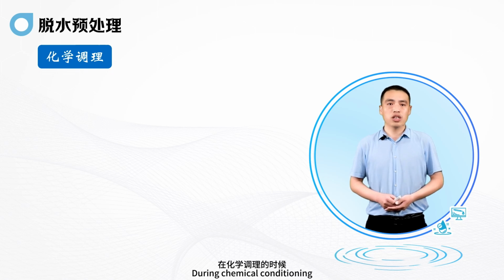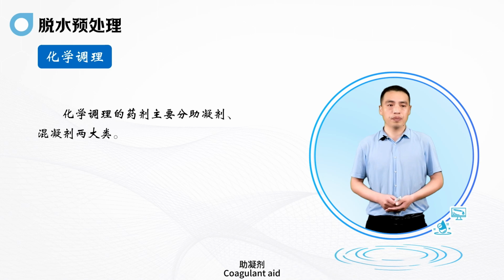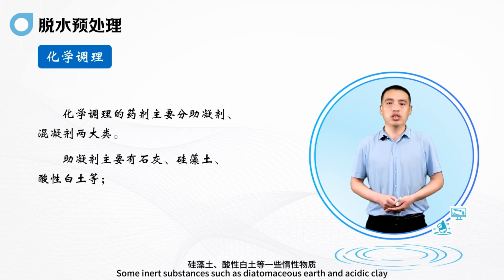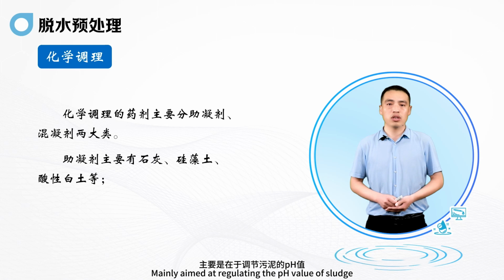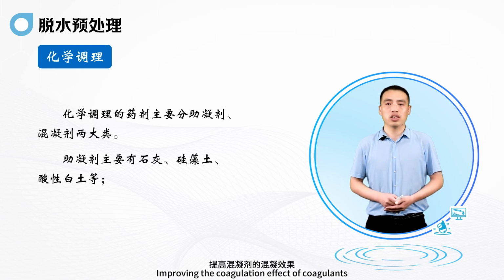During chemical conditioning, the common chemicals fall into two main categories: coagulants and coagulant aids. Coagulant aids are mainly lime and some inert substances such as diatomaceous earth and acidic clay. They themselves do not have a coagulation effect, but are mainly aimed at regulating the pH value of sludge, changing the particle structure of sludge, disrupting the stability of colloids, and improving the coagulation effect of coagulants.